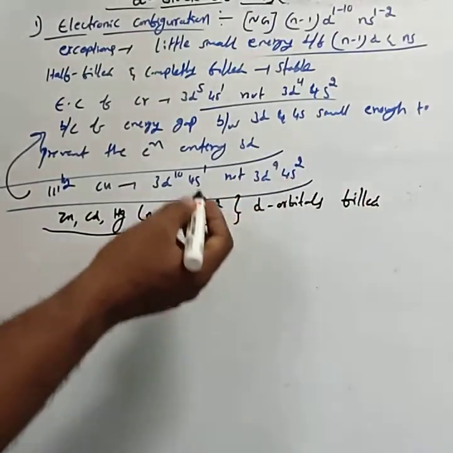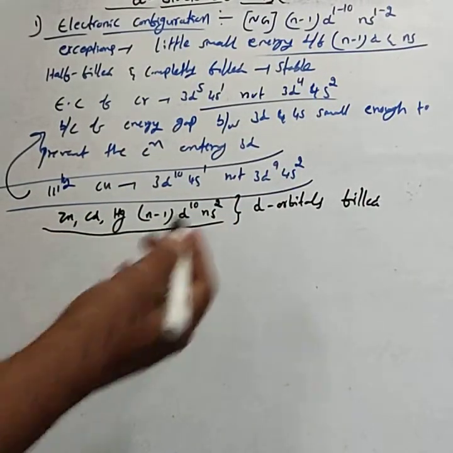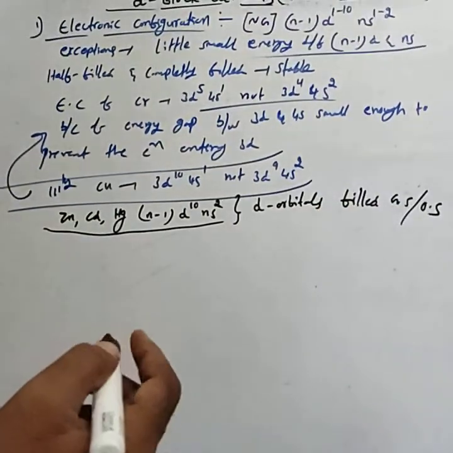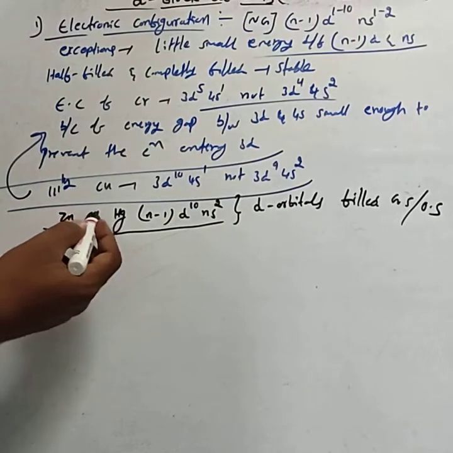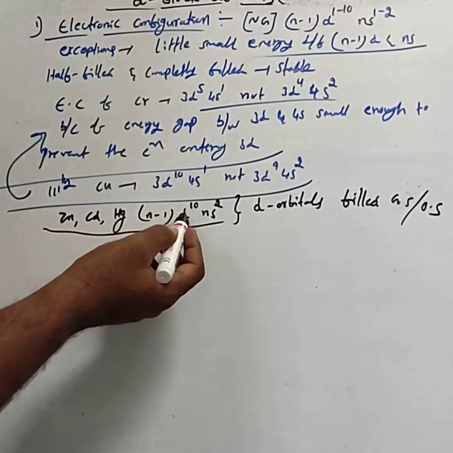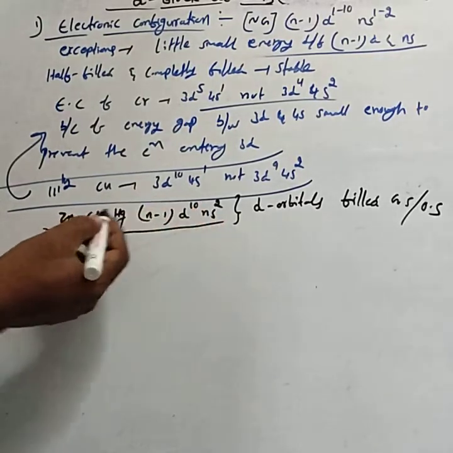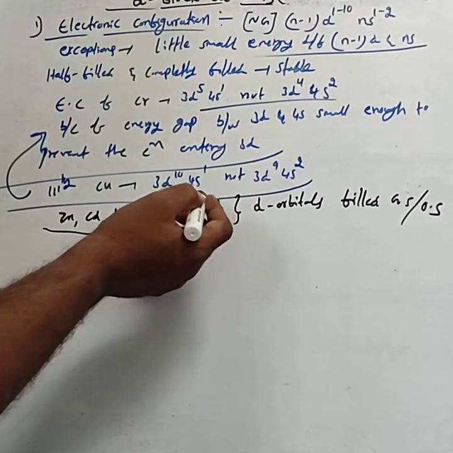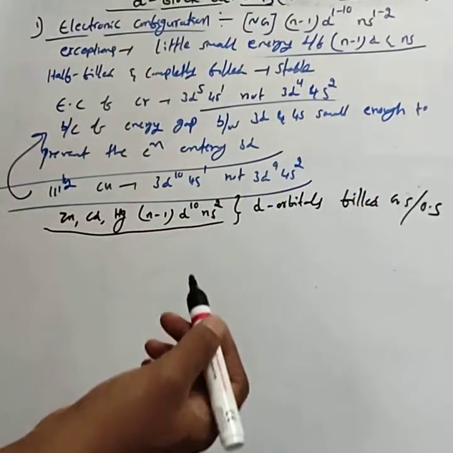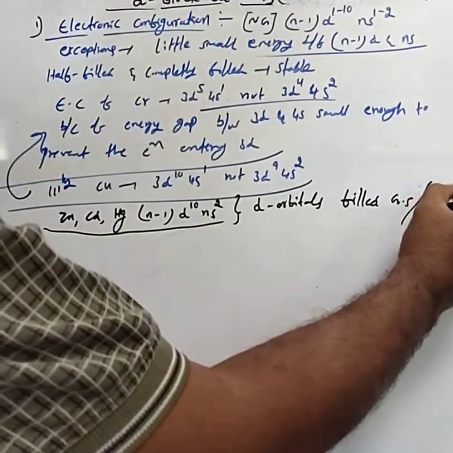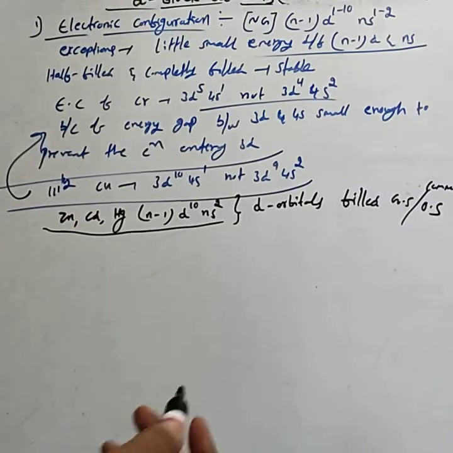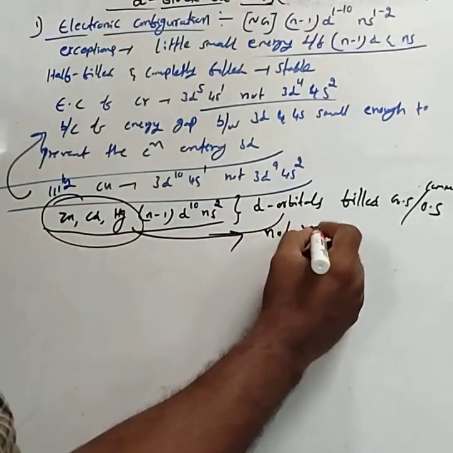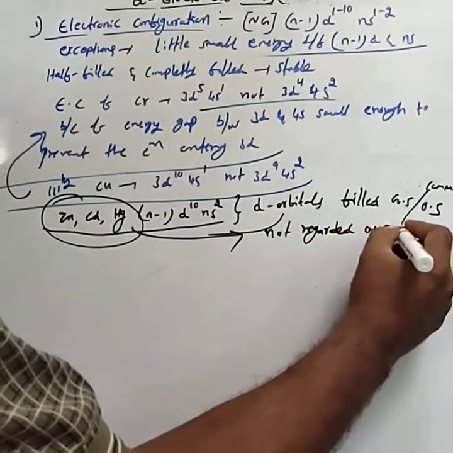D orbitals are completely filled, they do not contain partially filled, they are completely filled either in the ground state or in any common oxidation state. You observe the configuration of zinc, cadmium and mercury. They have (n-1)d10, that is zinc means 3d10 4s2, cadmium means 4d10 5s2, like that. Thereby using the general (n-1)d10 ns2, that d subshell is completely filled either in the ground state or in the common oxidation state. Hence these elements zinc, cadmium and mercury are not regarded as transition elements.